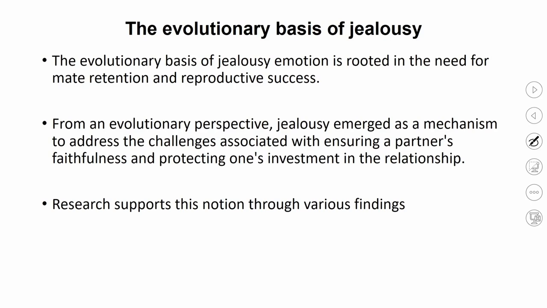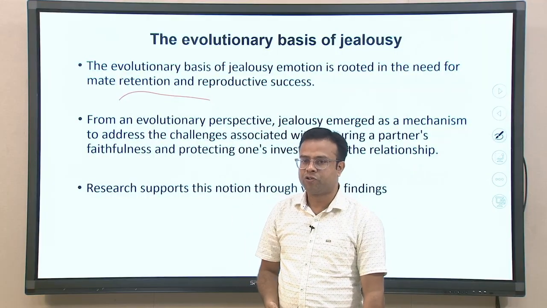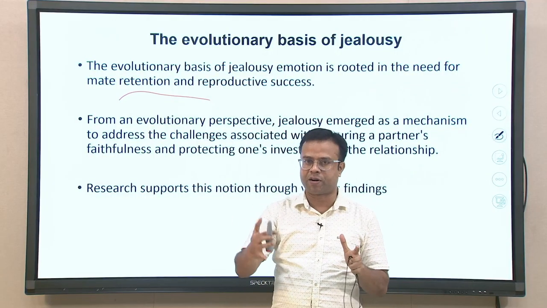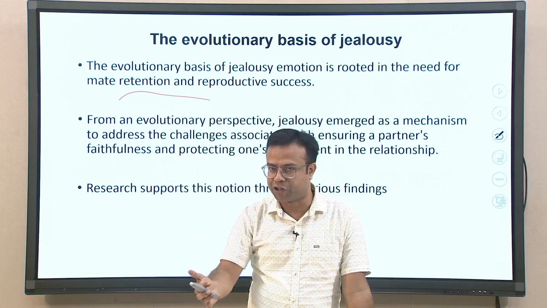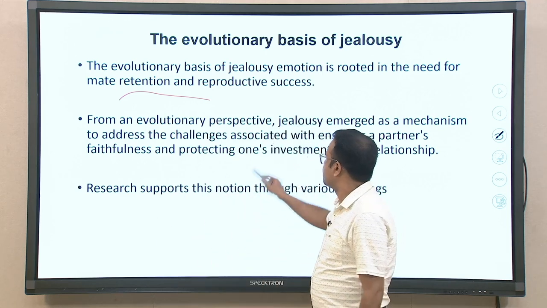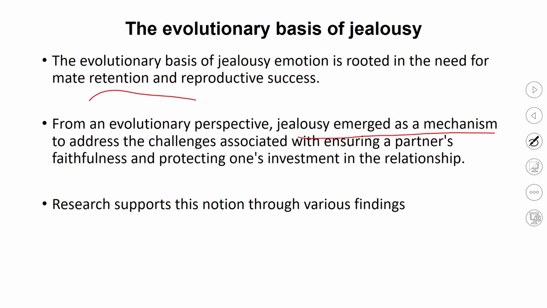So, the evolutionary basis of the jealousy emotion is rooted in the need for mate retention and reproductive success. So, why are people so deeply ingrained with jealousy as an emotion? The root is mate retention. You want to retain your partner and for reproductive success. So, it serves a protective function in terms of relationships. From the evolutionary perspective, jealousy emerges as a mechanism to address the challenges associated with ensuring a partner's faithfulness and protecting one's investment in the relationship. So, it is an emotion that motivates you to protect your relationship, to become more faithful and so on. Research supports this notion through various findings.